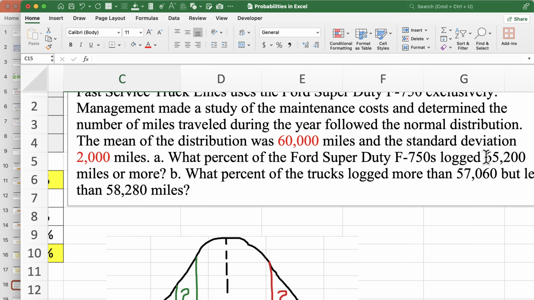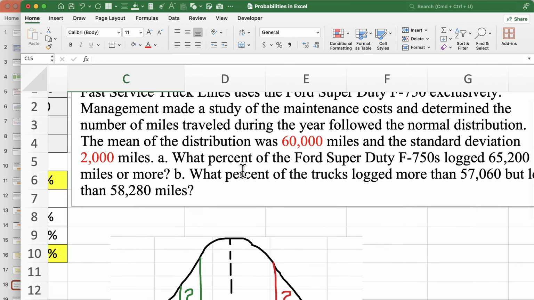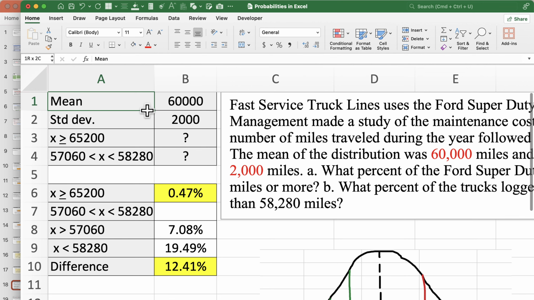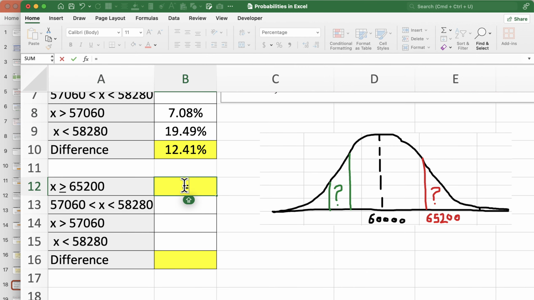So this is the value of x, which means we have to calculate the probability of traveling 65,200 or more miles. And this is our data. The mean is 60,000, the standard deviation is 2,000, and the first part of the question is what's the probability of 65,200 or more, because we have to calculate probability.